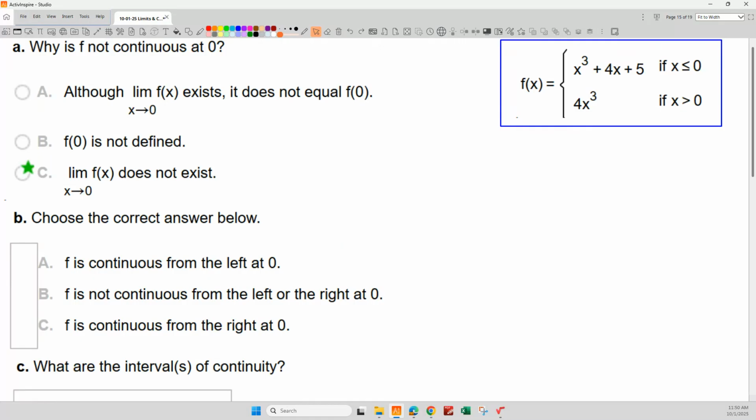Is f continuous from the left at 0, from the right at 0, or not continuous from either at 0? Yeah, from the right at 0, you say? From the left. And again, how come? Okay, good, because that's where the endpoint is included. Because that's an equal sign right there, it's got to be from the left, doesn't it?